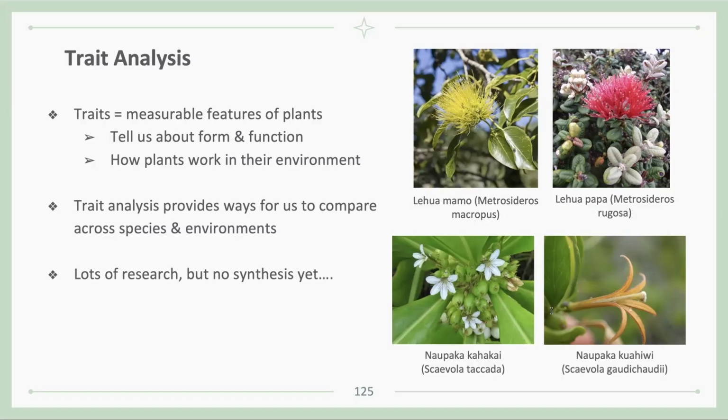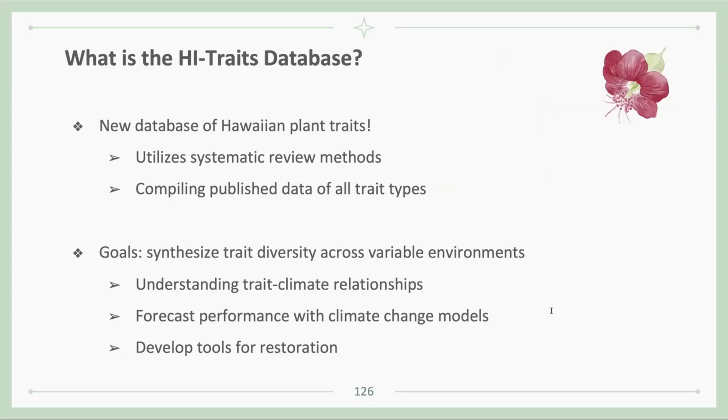As a biodiversity hotspot, there's already a large body of published research characterizing the traits of Hawaiian plants, as well as their non-native established plants here. However, this data hasn't yet been synthesized together for a better understanding of the diversity of plant traits here in Hawaii. So this is really what the High Traits Database is. For the first time, we are bringing together trait data into a single database so that we can better understand how traits correspond to variable climates across the islands. We use systematic review methods and pull together a lot of published data to extract trait data.